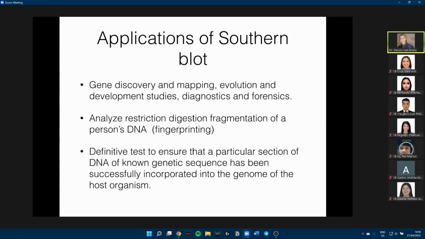So what are the applications of Southern blot? That includes gene discovery, mapping, evolution, development studies, diagnostics, and forensics. So it used to be the original workhorse, like what I said. But for today, we shall be discussing its application for diagnostics and forensics.